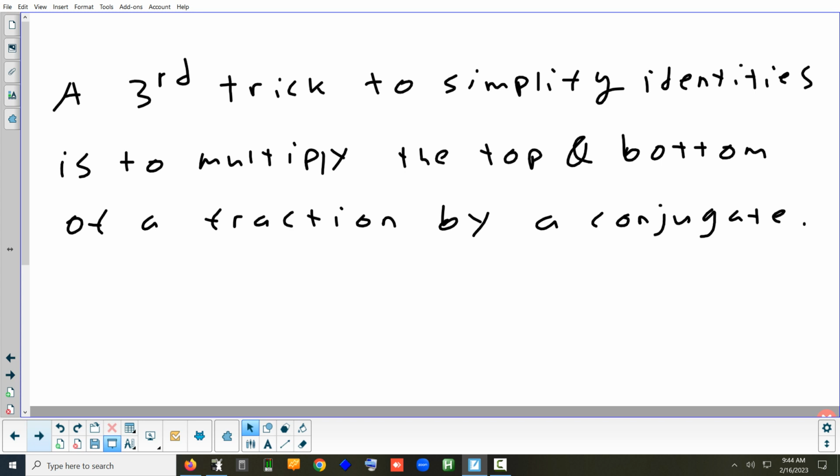We've done conjugates before. Where we've seen conjugates is when we had problems like this, and we had to simplify it. We're not doing imaginary numbers here. I'm just showing you where we used it before. To solve a problem like this, you had to multiply the top and the bottom by the conjugate. Does anybody remember what the conjugate of 2 plus i would be?